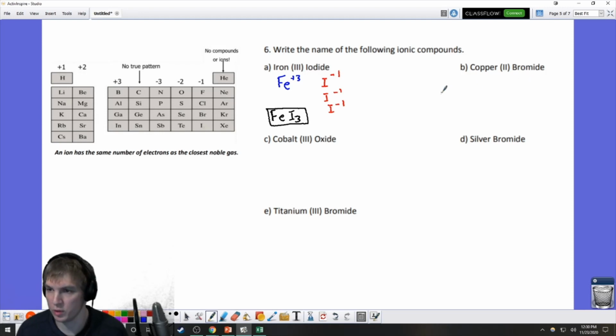6b, it says copper 2 bromide. Copper's symbol is Cu. Bromine's is going to be Br. And then for the charges, copper was a +2 charge. And then bromine, if I take a look at this chart right here, it's right under that same column that iodine was in. So bromine is a -1 charge. So +2 and -1 don't balance out to 0. So I need more negative Br for it to balance out to 0. +2 and then -1, -1. That goes to 0. So my final formula is CuBr2.